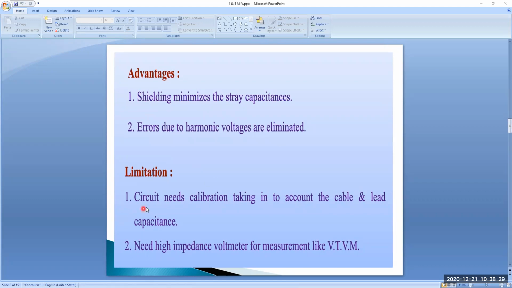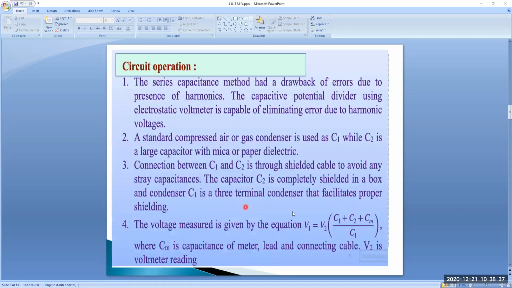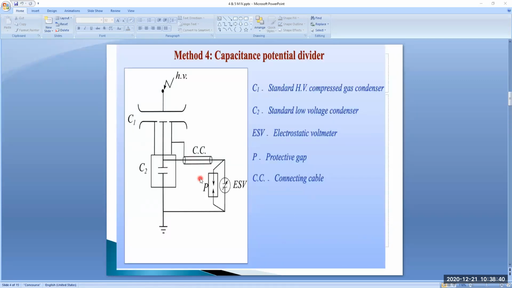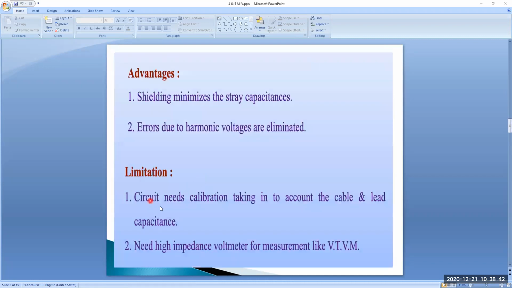And next, limitations. The circuit needs calibration taking into account the cable and lead capacitance. This is one of the limitations: the connecting cable capacitance and lead capacitance. Calibration is compulsorily required. And next, it needs a high impedance voltmeter for measurement, like a vacuum tube voltmeter. VTVM is nothing but a vacuum tube voltmeter.